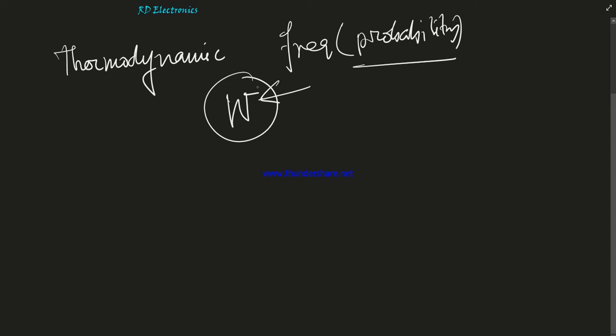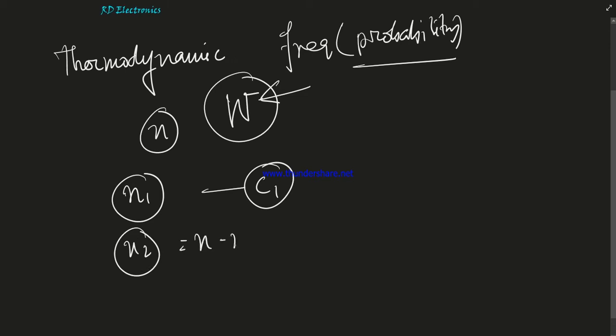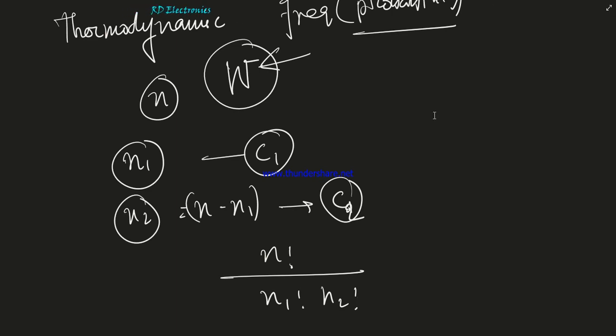For the case of n number of particles and two compartments, total number of particles equal to n, we consider n1 number of particles in compartment number 1, and consider n2. What is the value of n2? This n2 is basically n minus n1, and these particles are in compartment C2. Then the number of meaningful arrangements is n factorial divided by n1 factorial into n2 factorial. So this is a meaningful arrangement.